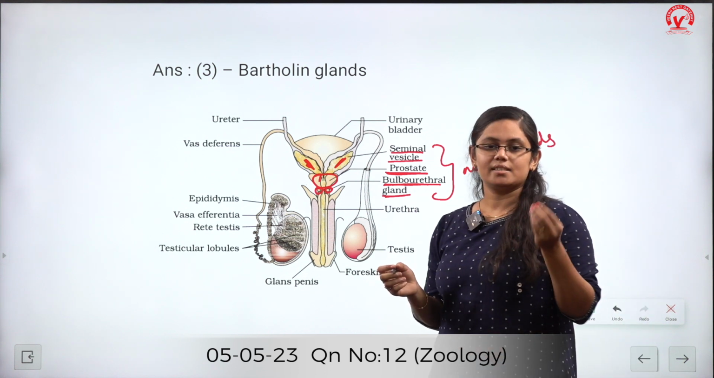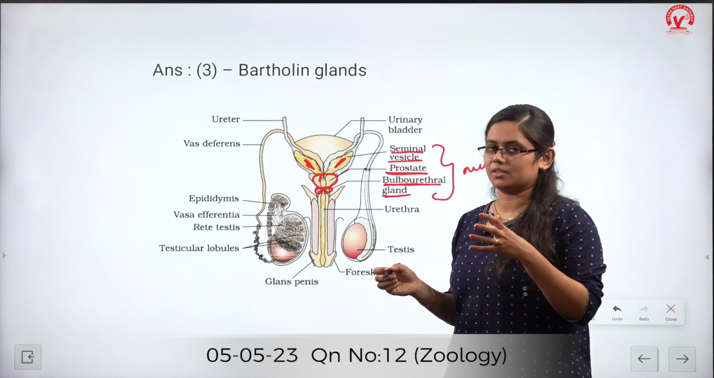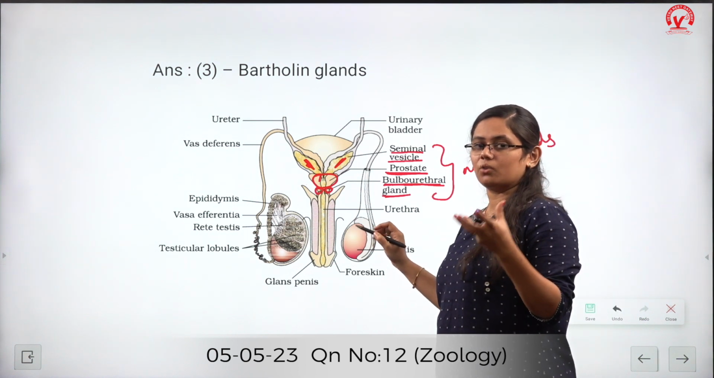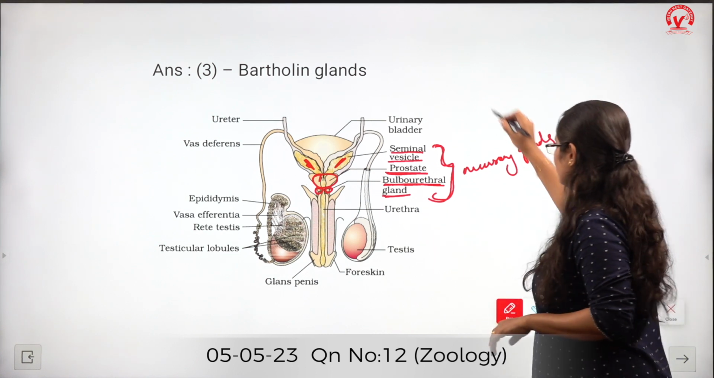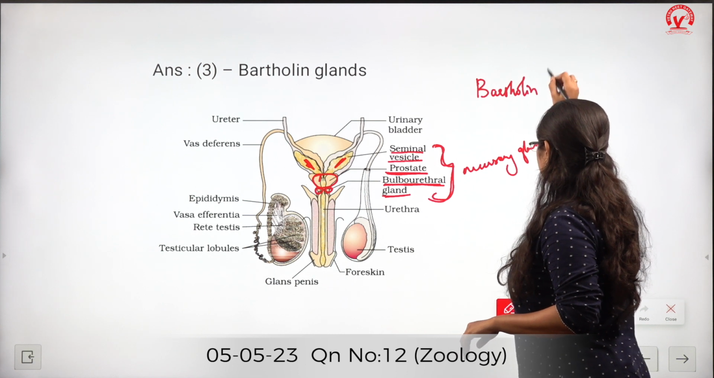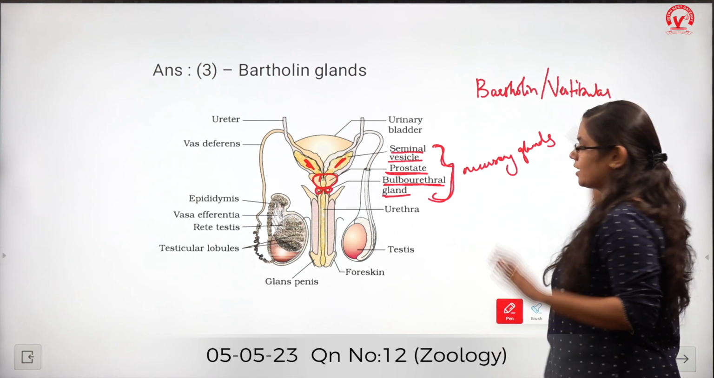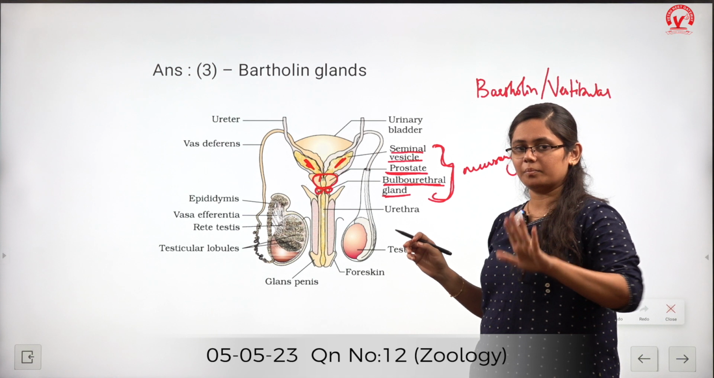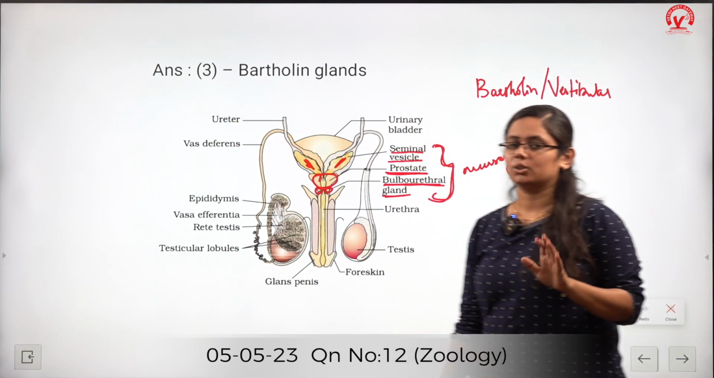And they secrete seminal plasma. So this seminal plasma gives nutrition to the sperms. Along with that, bulbourethral gland also helps in lubrication of the penis. So these are the accessory glands of male reproductive system, whereas Bartholin gland, which is also called vestibular gland, is present on either side of the vaginal orifice. So it is a female accessory gland and not a male accessory gland. So the answer for this question will be option 3, Bartholin glands.